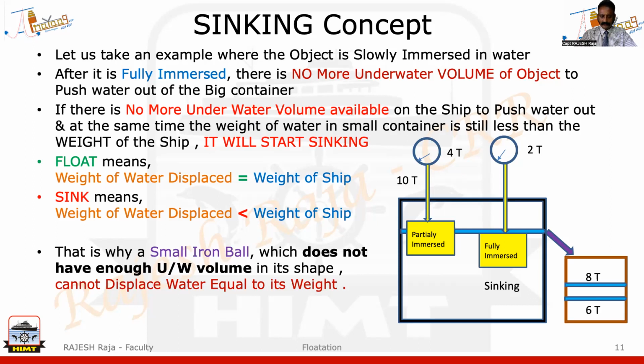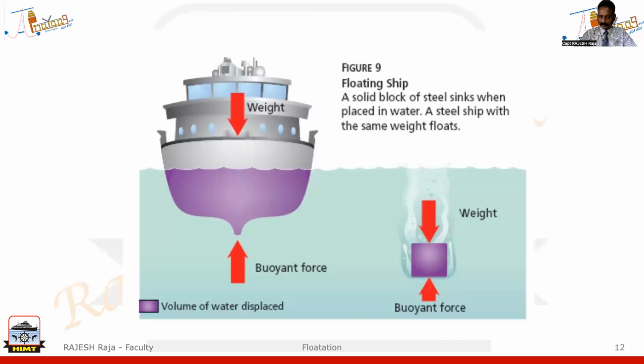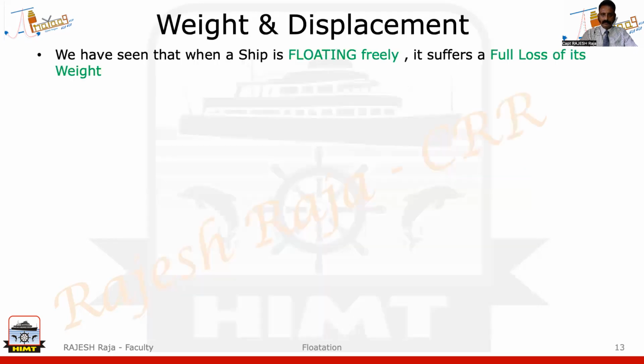So this is where I start giving you a new concept. I've shown you the same experiment somewhat here. The ship is a huge structure. It has got enough shape to push the water, which is equal to its own weight. But a small iron ball or a small block of steel does not have enough shape or the volume to push equal to its weight. So I'm going to come to this explanation now.